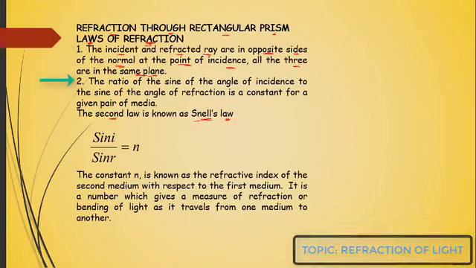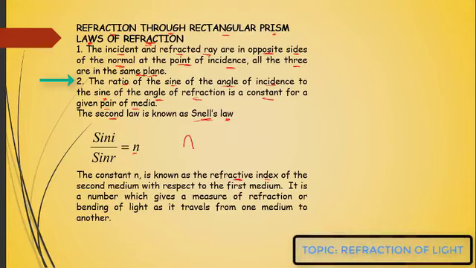Snell's law of refraction states that the ratio of the sine of the angle of incidence to the sine of the angle of refraction is a constant for a given pair of media. That is Snell's law of refraction. And most times you will encounter it when you do your practical physics and you have to do a rectangular glass block experiment. The constant, which is n, is known as the refractive index.